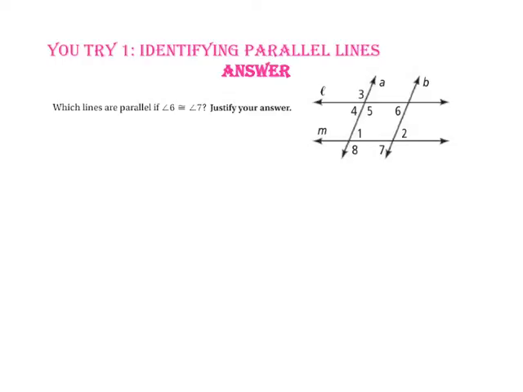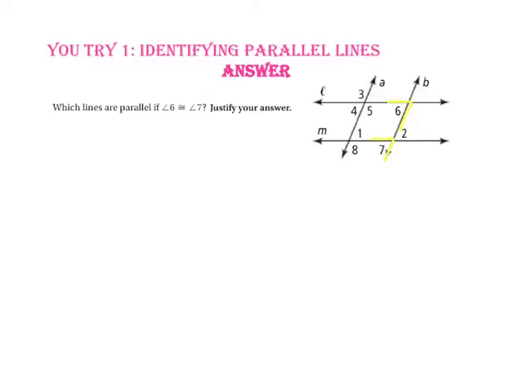In you try number 1, we want to know which lines are parallel if angle 6 is congruent to angle 7. We want to justify our answer. Let's start by identifying angle 6 and angle 7.